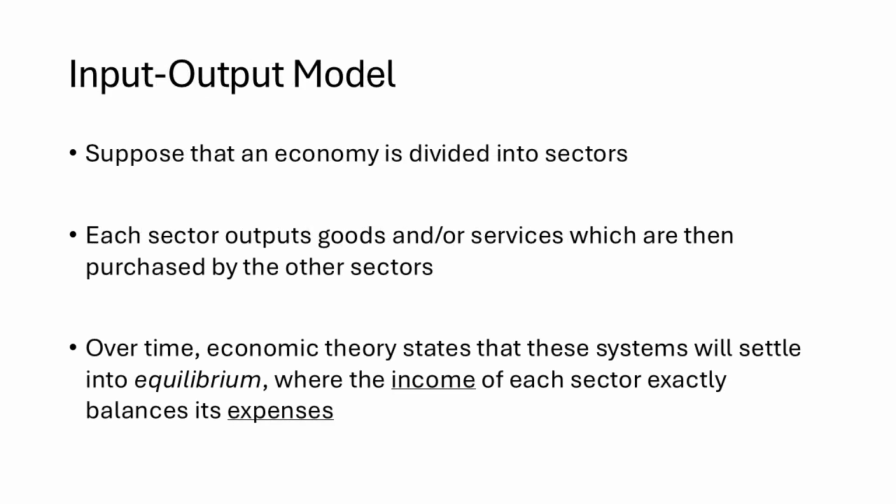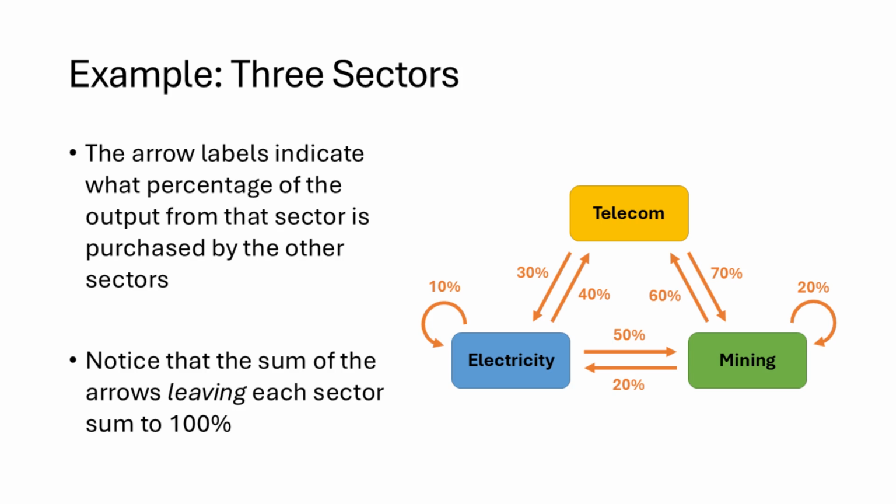So what's an input-output model? Well, we suppose that an economy is divided into sectors, and each sector outputs goods and/or services, which are then purchased by the other sectors. Over time, economic theory states that these systems will settle into an equilibrium, where the income of each sector exactly balances its expenses. Let's take a look at a simplified example where our economy is divided into three sectors.